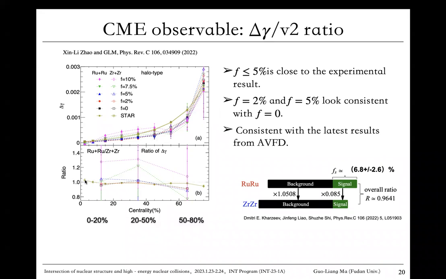And if we look at the ratio between ruthenium over zirconium and compare with the data shown by the star symbols, it is overestimated for the 10% and the 7.5%. For the other cases, they both can describe data. So it means the CME strength is very small, even 0, for the isobar collisions in our simulations. And this is actually consistent with the latest data from Jinfeng from the AVFD simulations. They gave the fraction like these numbers.